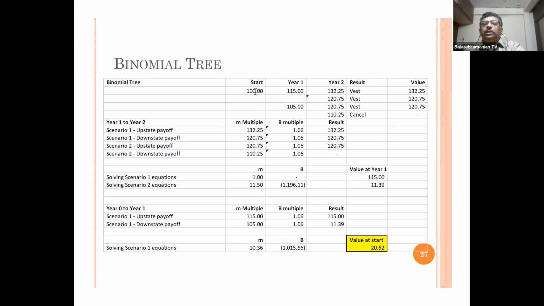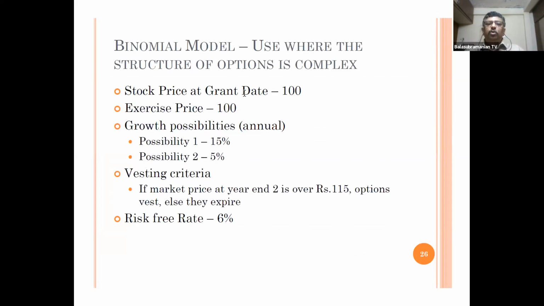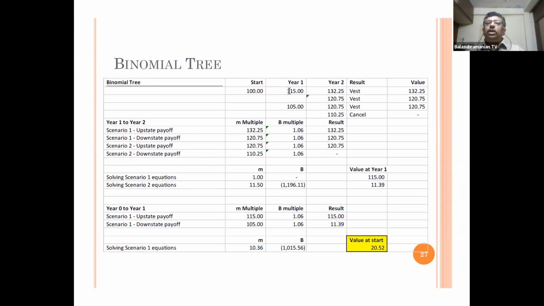So in a binomial tree, what happens? First, you look at the value growth as assumed. Today's price is 100, the stock price at the current date. In year one, it can become 105 or it can become 115, because there are two growth possibilities assumed. Then when you start with 115 at year one, at year two it can again grow by another 15% to 132, or 115 can grow to 120. Similarly, 105 can grow to 120 or it can grow to 110.